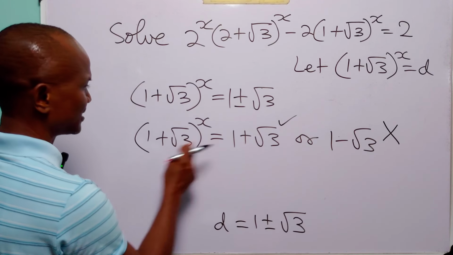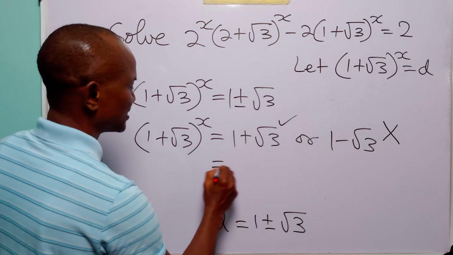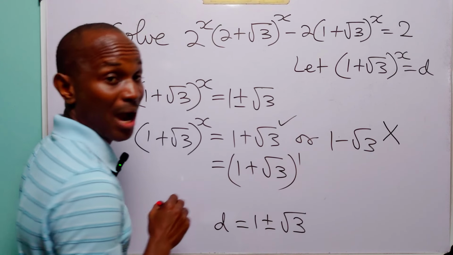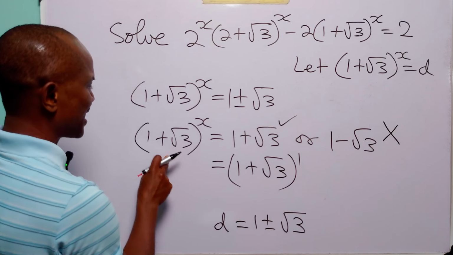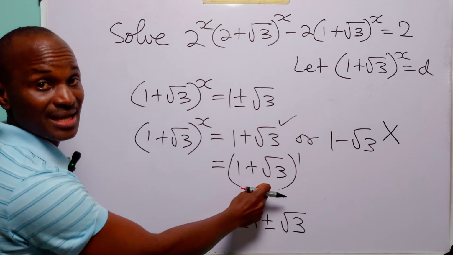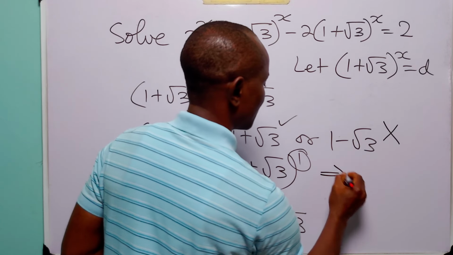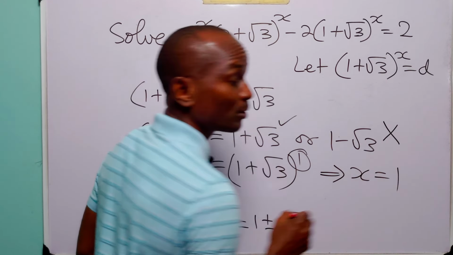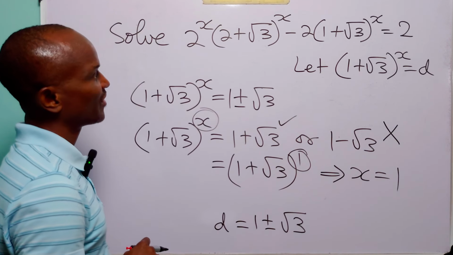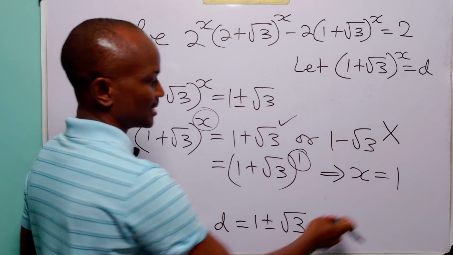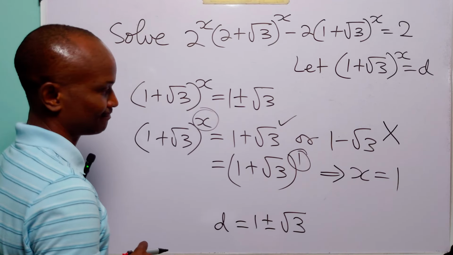And of course, when you look at this and you look at this, you know that this is 1 plus root 3 to the power 1. Now, when you compare the left-hand side to the right-hand side, you will see that x is equal to 1. So the value of x that satisfies this equation is 1.